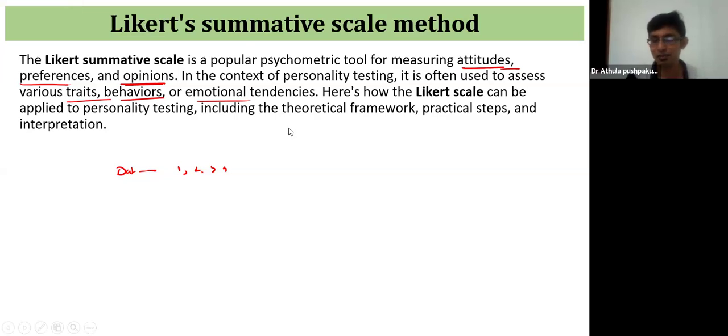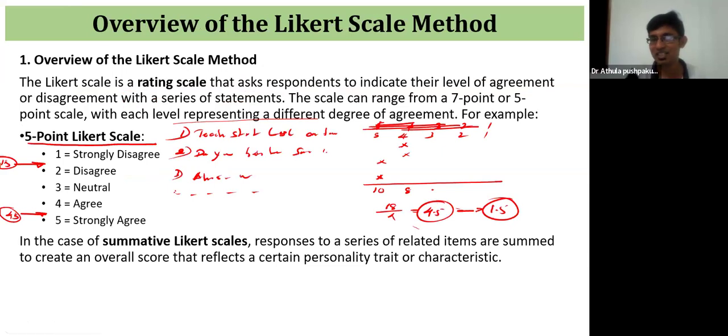I want to explain this one; it's a little bit difficult. Did you get the point or not? How can you understand the meaning of the Likert scale?